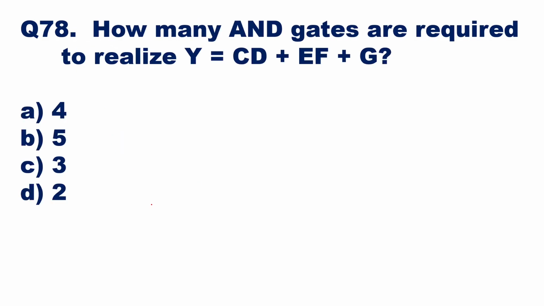How many AND gates are required to realize the function Y is equal to CD plus EF plus G? So here we see the output Y is equal to CD plus EF plus G. One AND gate is required for this product and another AND gate is required for this product. So totally 1 plus 1 is equal to 2 AND gates are required for this expression to be realized using logical gates. So option D will be the right answer, 2 AND gates.